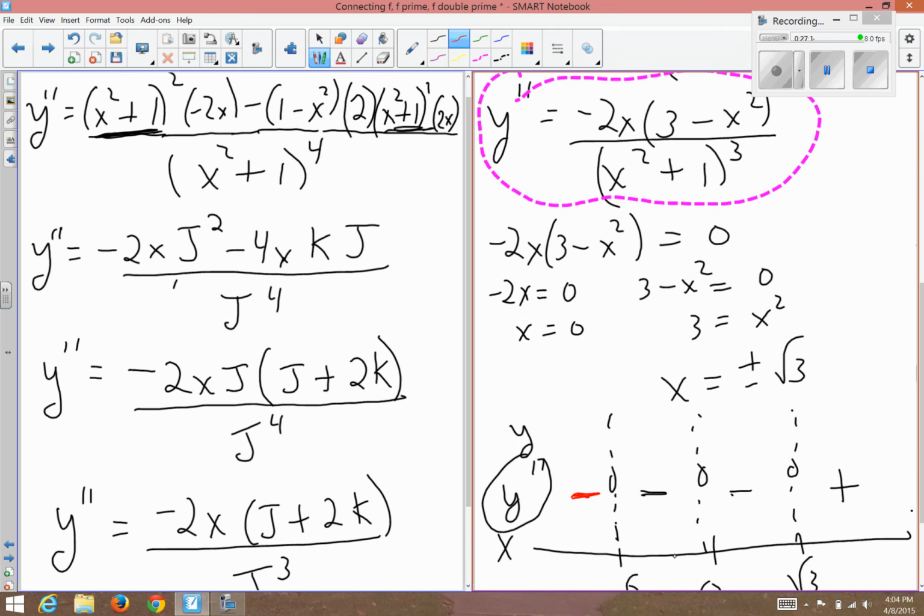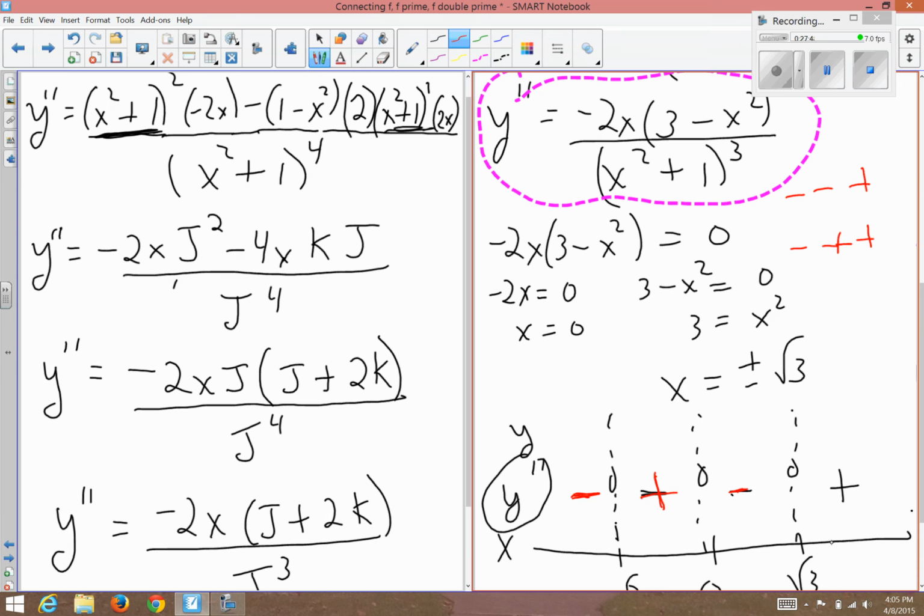Number between here and here is negative 1. Negative 1 squared is 1. 3 minus that is positive. We're plugging in negative 1, so that's negative. Negative 2 is negative. The denominator is always positive. 2 negatives and a positive, so that's correct now. Plug in a number between 0 and radical 3 like 1. 3 minus 1 is positive. I'm plugging in 1, so that's positive. Negative 2 is negative. 2 positives and a negative make a negative, so that one's correct.